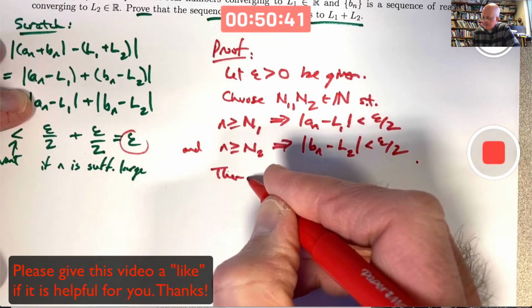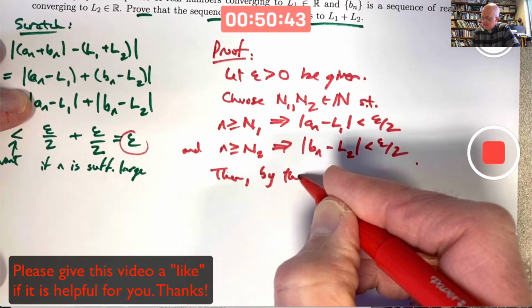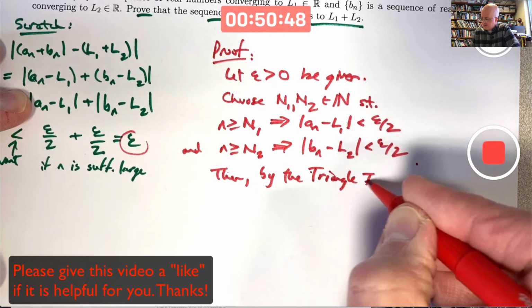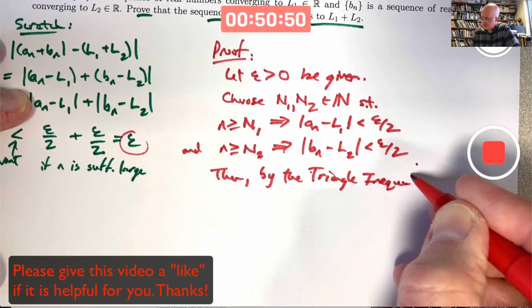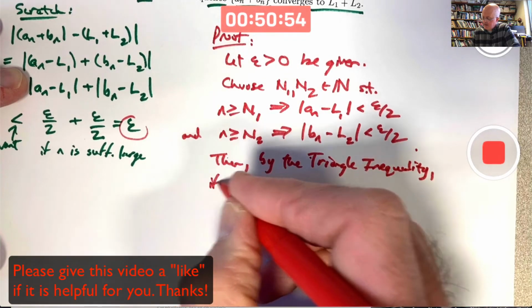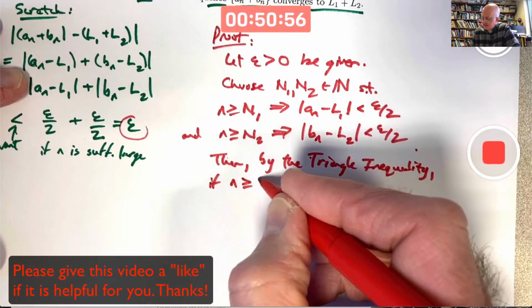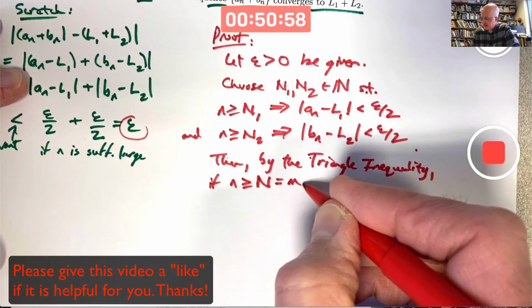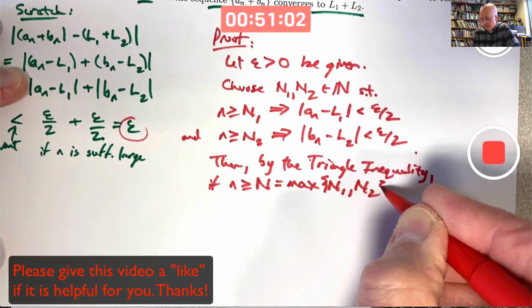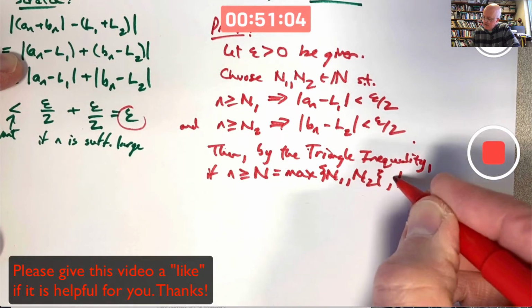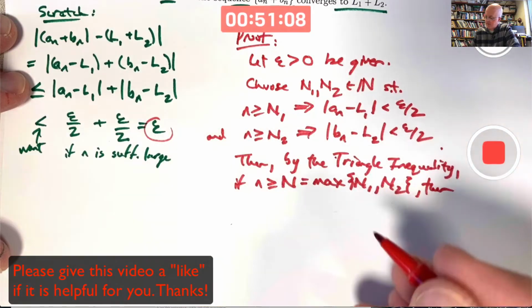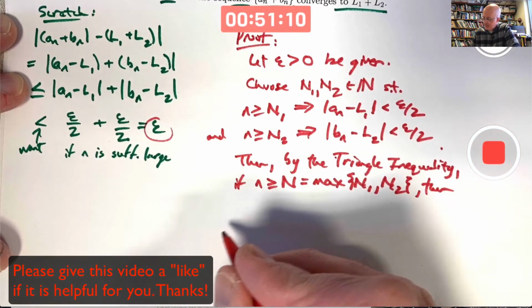Then, by the triangle inequality, which should be mentioned at first in this course, if little n is greater than or equal to capital N, defined to be the bigger of the two, the maximum of N1 and N2, then it's bigger than both of them. I can say both of these inequalities are true, and now I can do this kind of scratch work. I'll redo it over here.